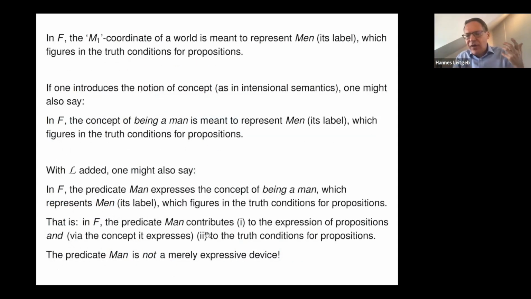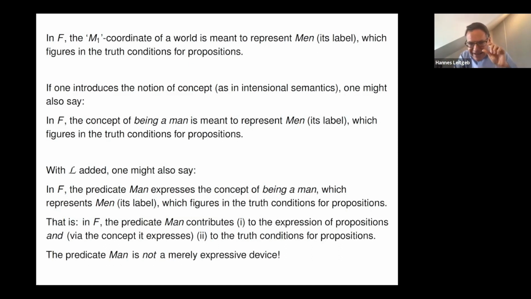And now we can drive a wedge between one kind of linguistic symbol in our language and another kind. So for example, take the predicate "man" or what it expresses. At a world, it's the M1 component that represents the label, the set of men, which figures in the truth condition for propositions. So if we introduce the notion of a concept now as an intensional semantics, roughly a function from worlds to extensions, then we can say the concept of being a man in our framework represents man, its label, which figures in the truth conditions for propositions.